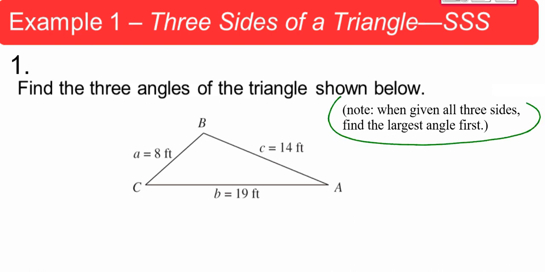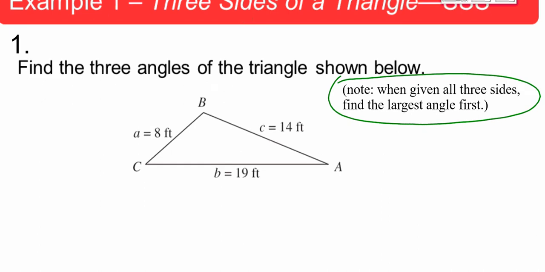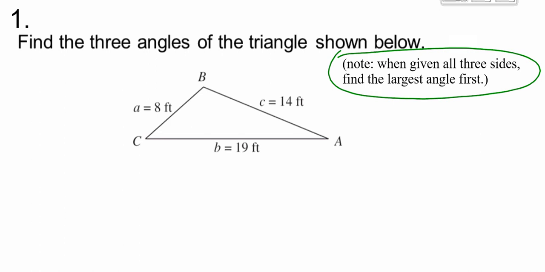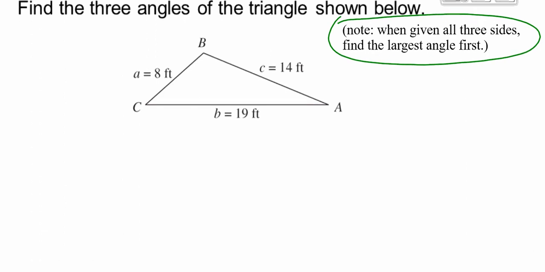And in case I forget to say that, I have it right on my slides. Note, when given all 3 sides, find the largest angle first. So here are my 3 sides. They're 8 feet, 14 feet, and 19 feet, and I have to find all 3 angles. So I'm going to find the largest angle first, the angle that is across from segment AC, which is 19 feet, the largest side.